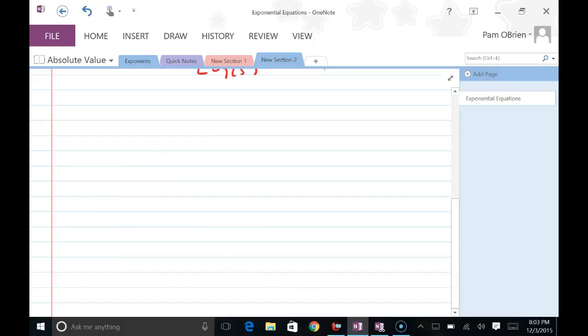For our second example, we're going to have a problem where the base isn't a rational number, it's going to be the irrational number e. So let's start off with something like 4 times e to the 2x equals 5. Just like in class today, we want to get the variable by itself, so we're going to divide both sides by 4. That will lead us to e to the 2x equals 5/4.